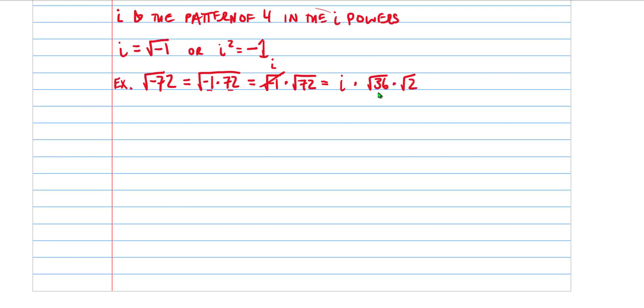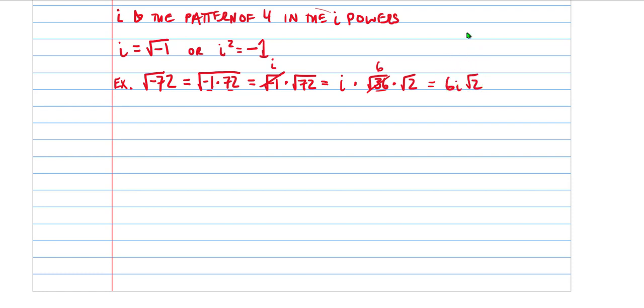Why am I using 36 and 2? Because 36 is a perfect square. So what I'm trying to do is find the largest perfect square that goes into 72. 36 fits that bill, and of course the root of 36 is 6, so all of this becomes 6i root 2.